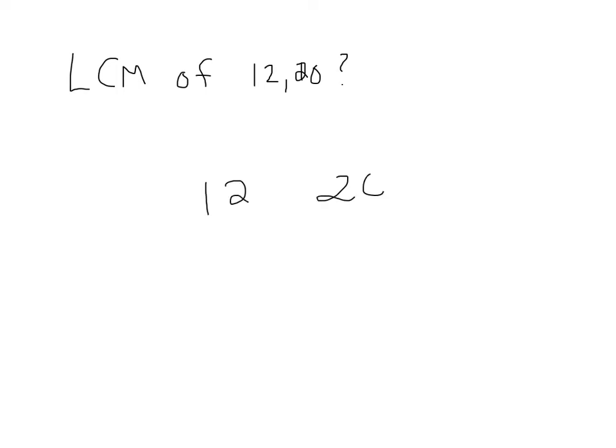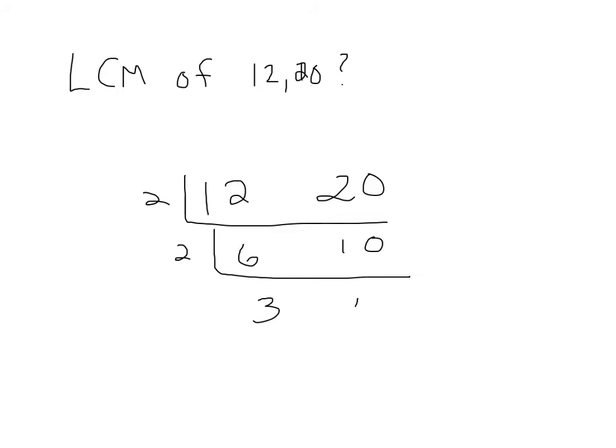Let's say I wanted you to find the LCM of 12 and, now let's do 20. Okay, so I start with 12 and I start with 20. What number do they have in common? Let's say right away you say 2. Okay, then I get 6 and I get 10. What else is in common? Well, there's another 2, leaving you with 3 and 5.